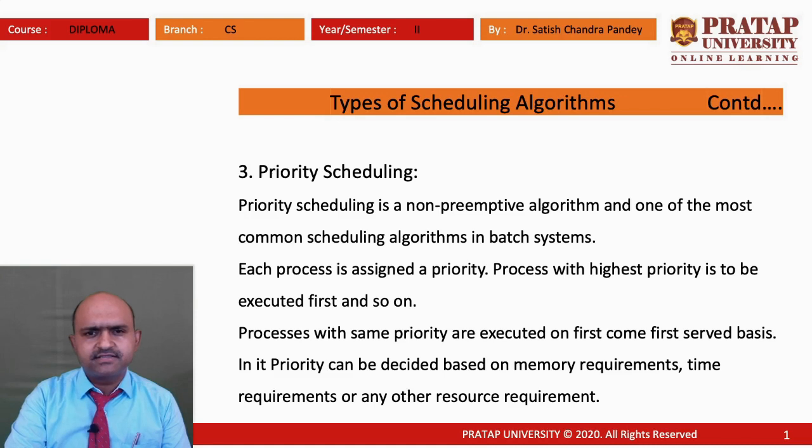Today's topic is types of scheduling algorithm. Earlier we have discussed some parts, now we will discuss the remaining parts. In the types of scheduling algorithm, we have already seen FCFS scheduling and SJF scheduling. Now we will discuss priority scheduling.